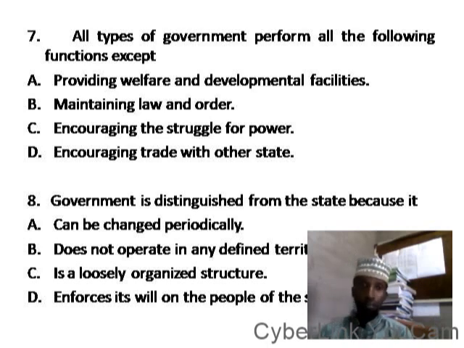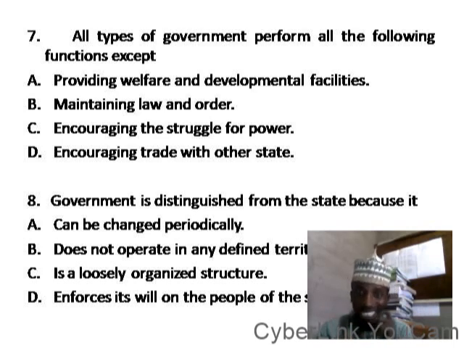Number 8, government is distinguished from the state because it: A, can be changed periodically; B, does not operate in any defined territory; C, is a loosely organized structure; D, enforces its will on the people of the state. You look at the question very well. The question is under the relationship between state and government. The question says government is distinguished.